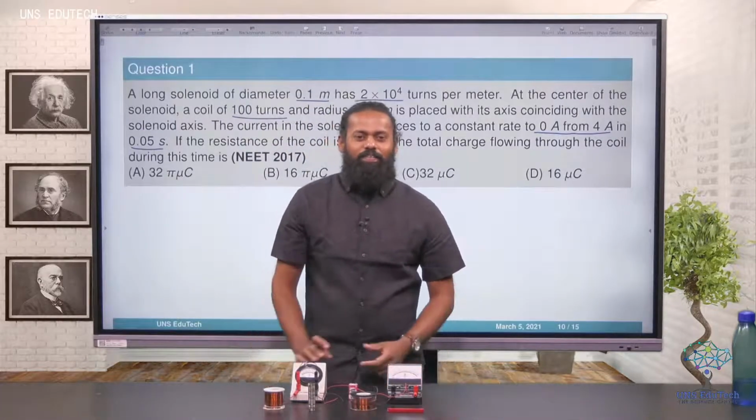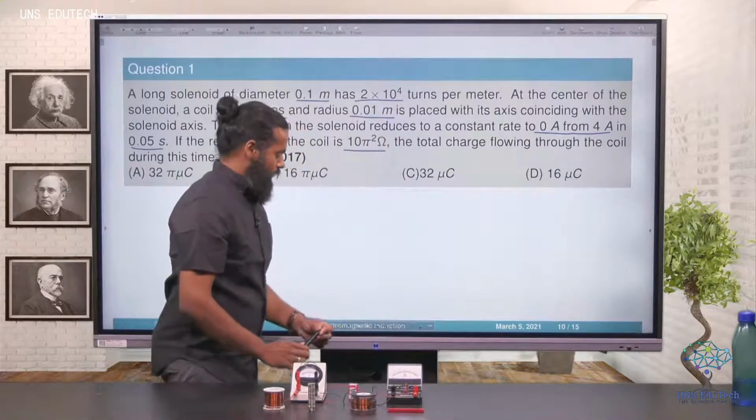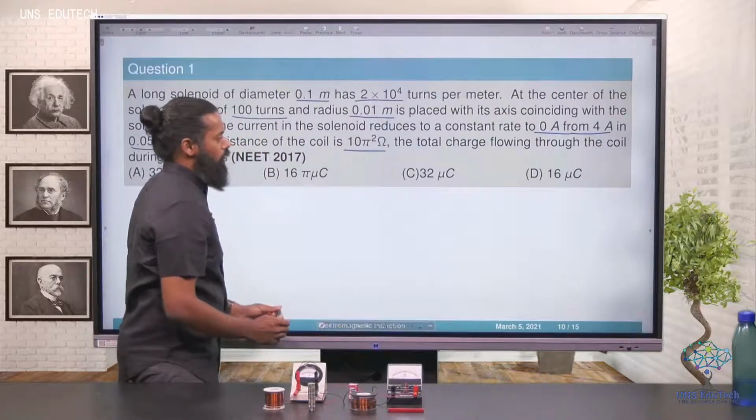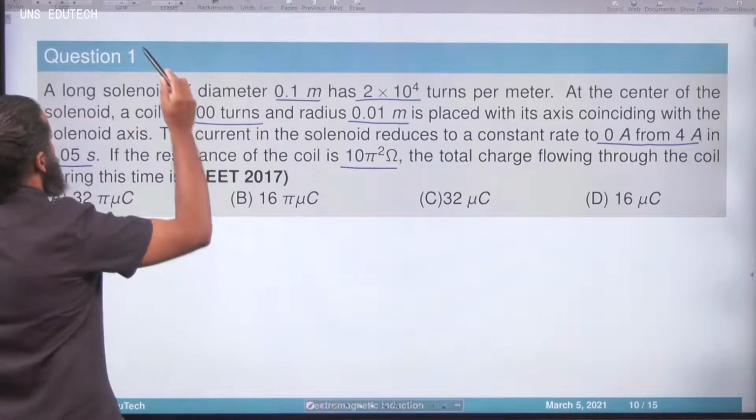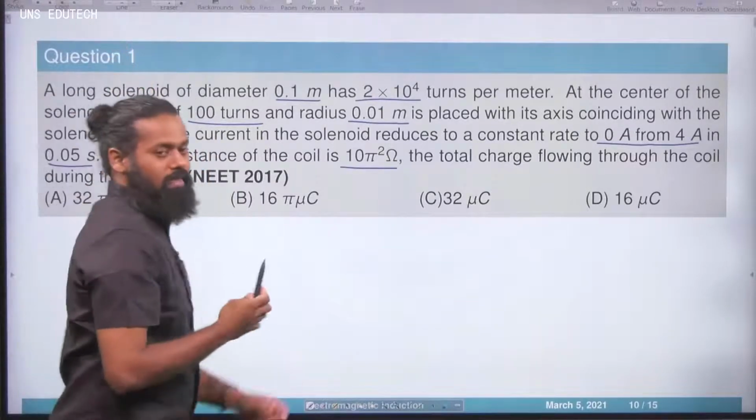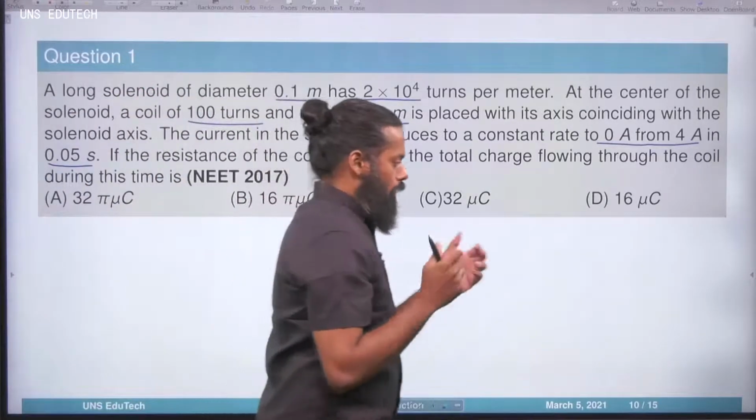All right, let us try to solve. Nobody solved. Okay, it needs a lot of concepts. I'll explain one by one. Please listen carefully. It's one of the lengthy questions asked in NEET 2017. Not lengthy, but you have to understand the concept. 2-3 concepts you have to mix together.